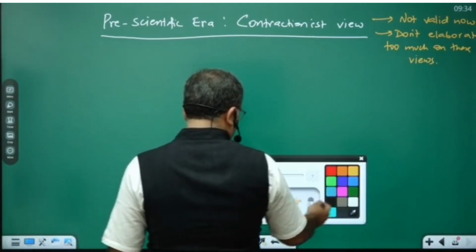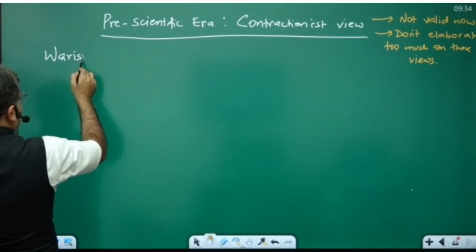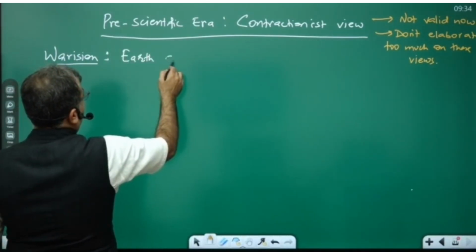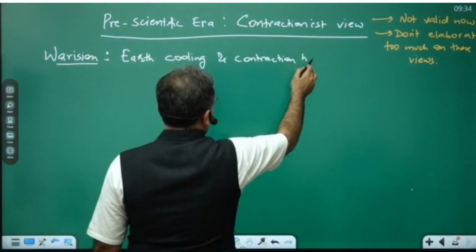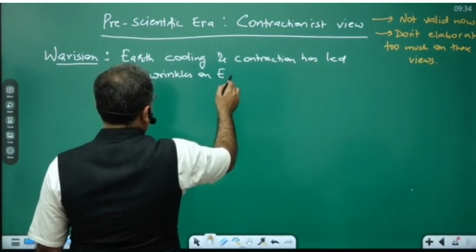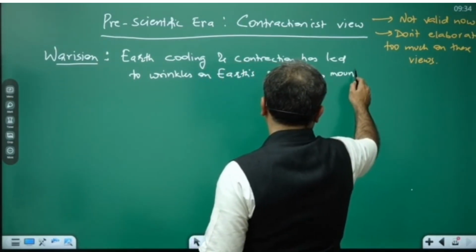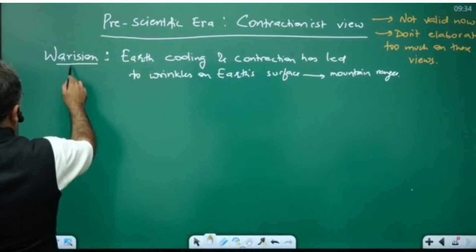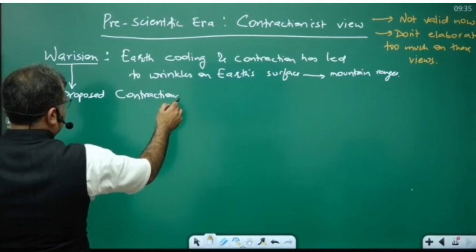So first is, as I told you, the idea was given by Varison. Earth's cooling and contraction has led to wrinkles on Earth's surface, which are nothing but mountain ranges. That's very simple. Proposed contractionist view.